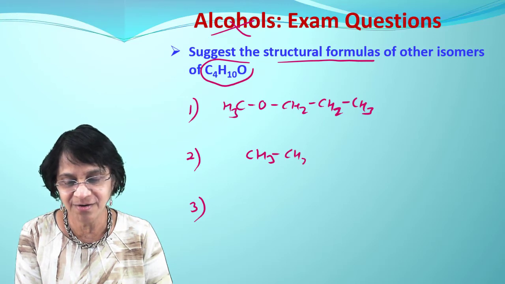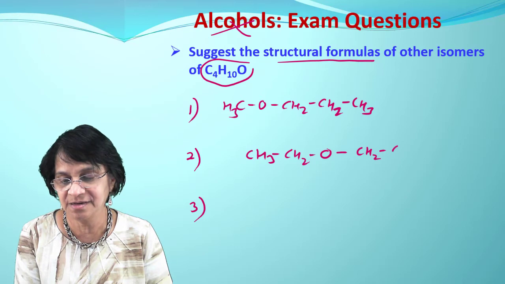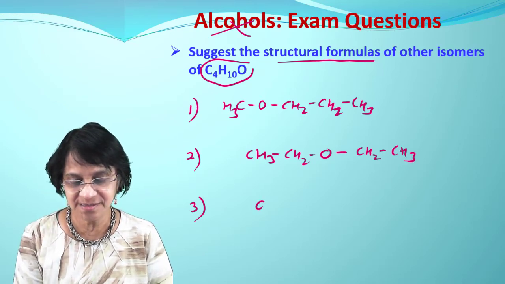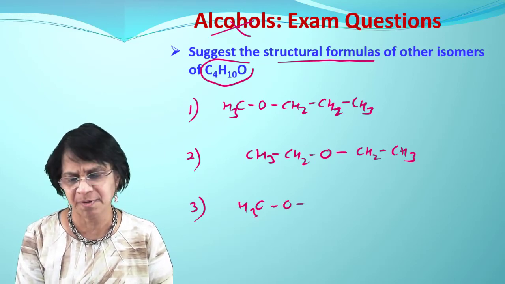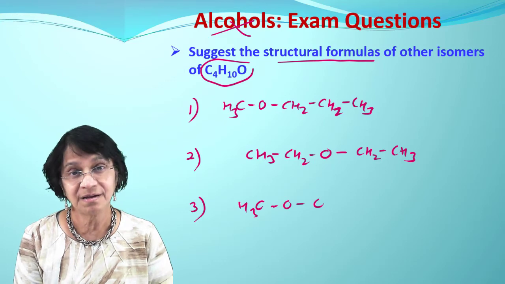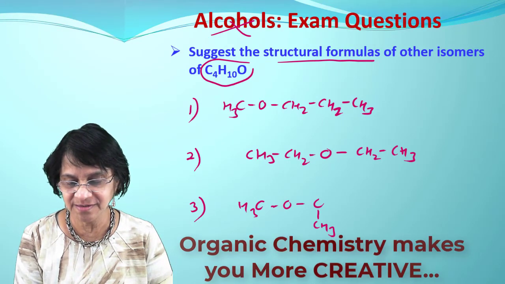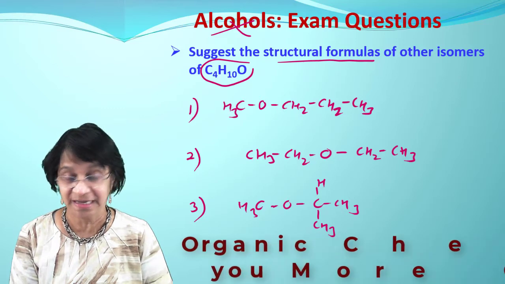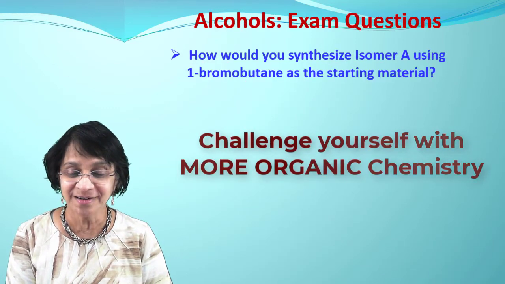We can have a symmetrical ether, diethyl ether, that's what we call this. And how about the third one? This is a little tricky. I am actually going to branch this chain of carbon atoms. And you know what? Organic chemistry is like this. You have to be creative and you should always be willing to learn something more. So there it is.